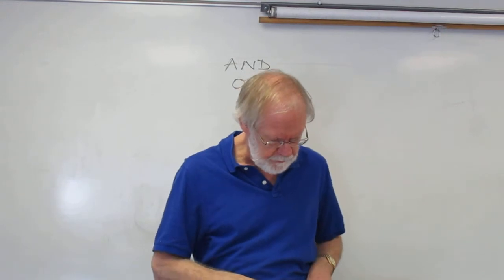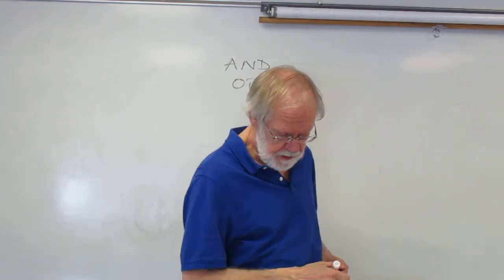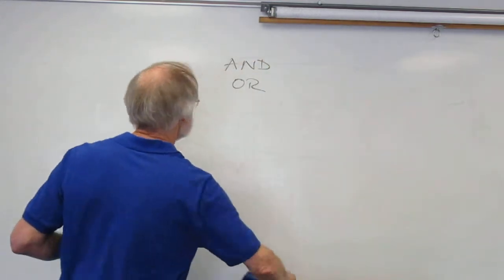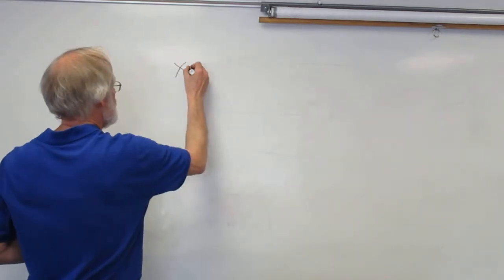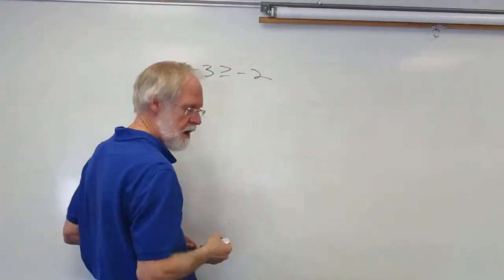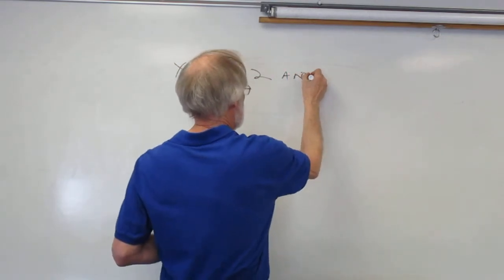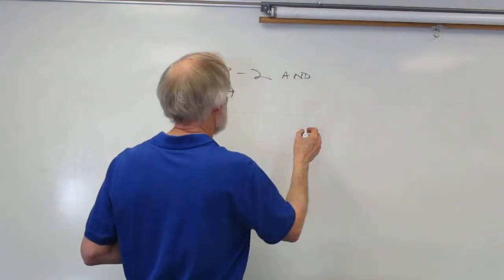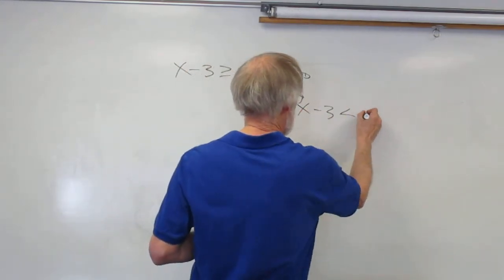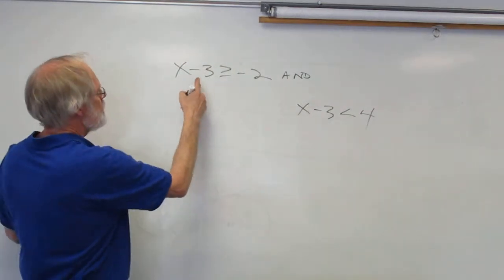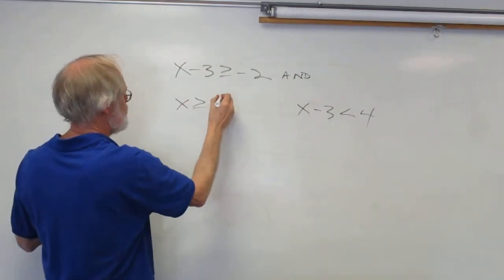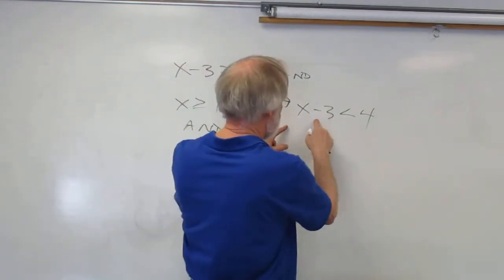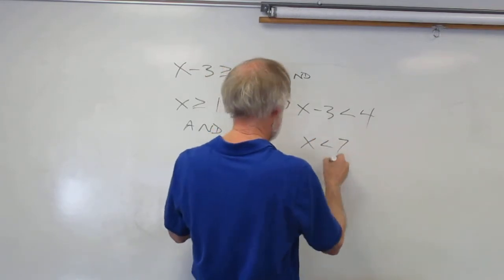Let's say you have x minus 3 is greater than or equal to negative 2. And let's say x minus 3 is less than 4. Now let's solve each of those separately. So I'm going to add the 3 to both sides. I get x is greater than or equal to 1. And I add the 3 to this side, I get x is less than 7.